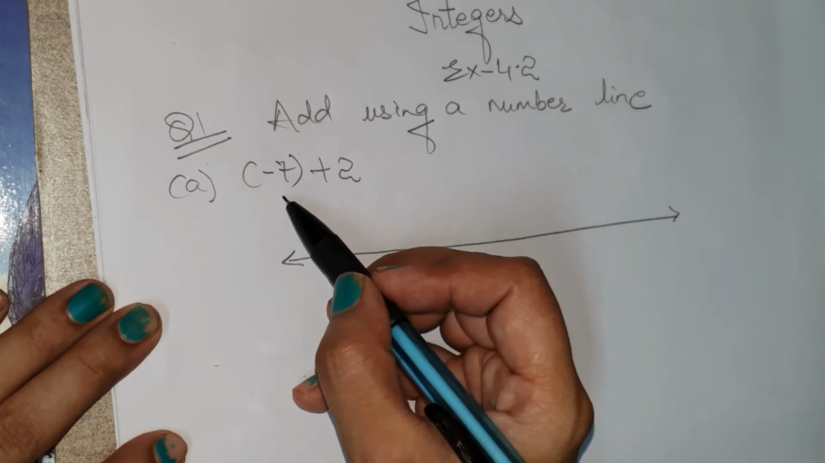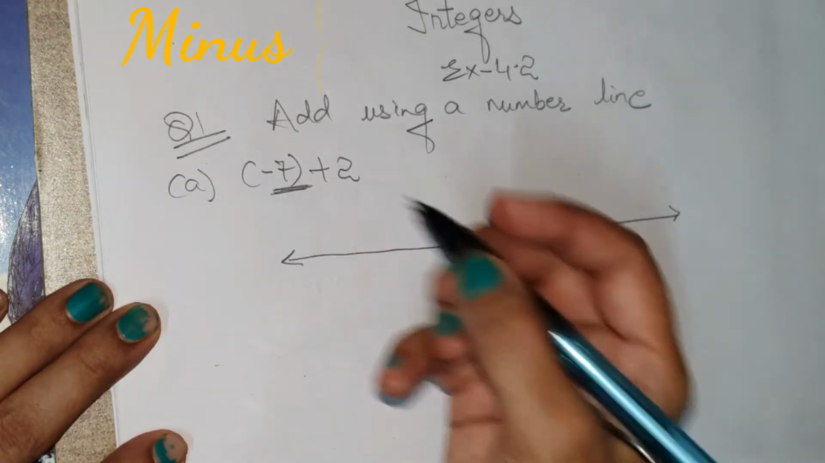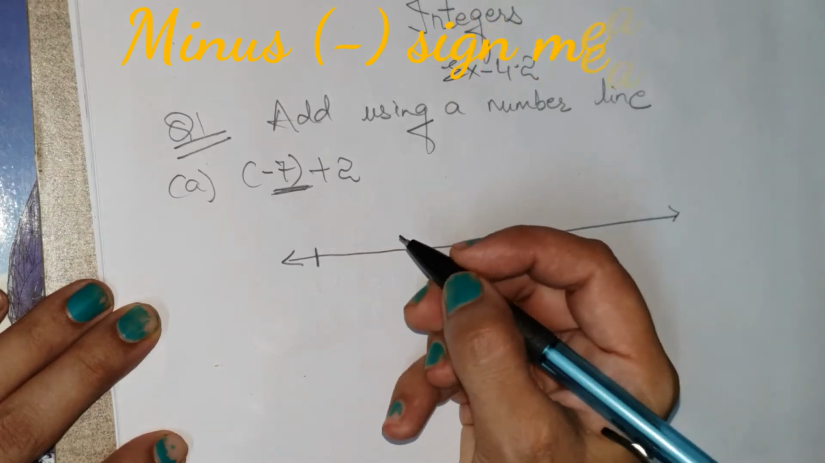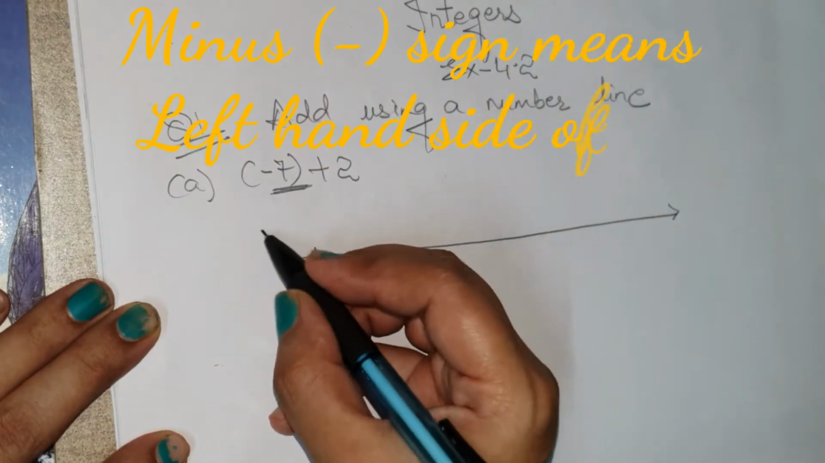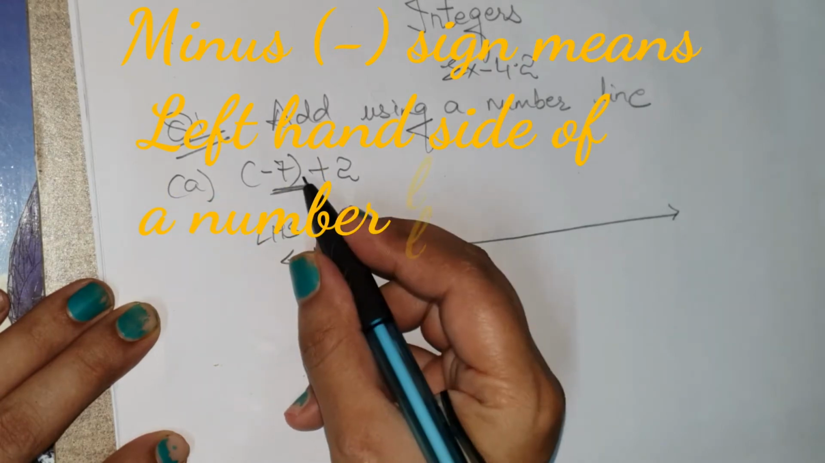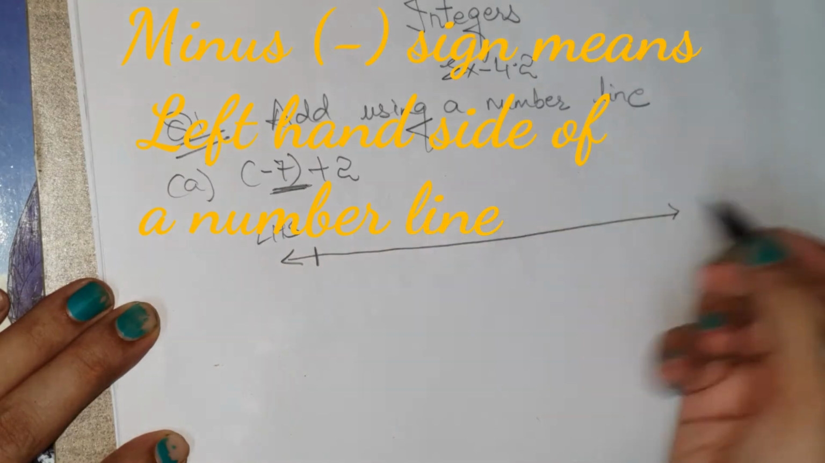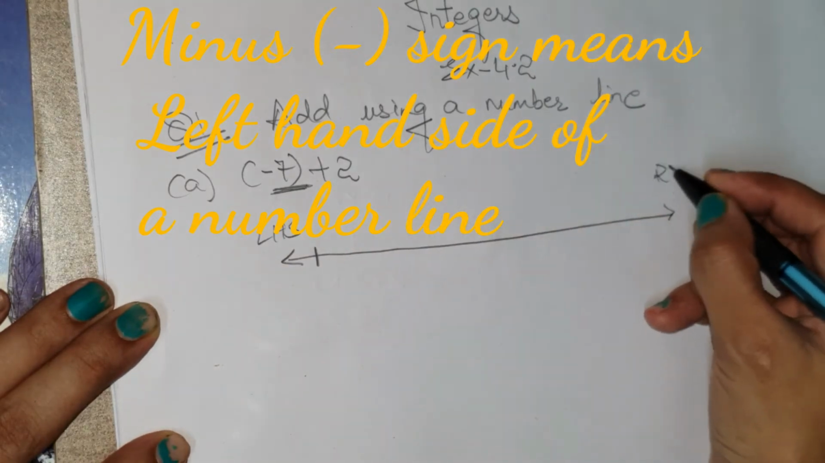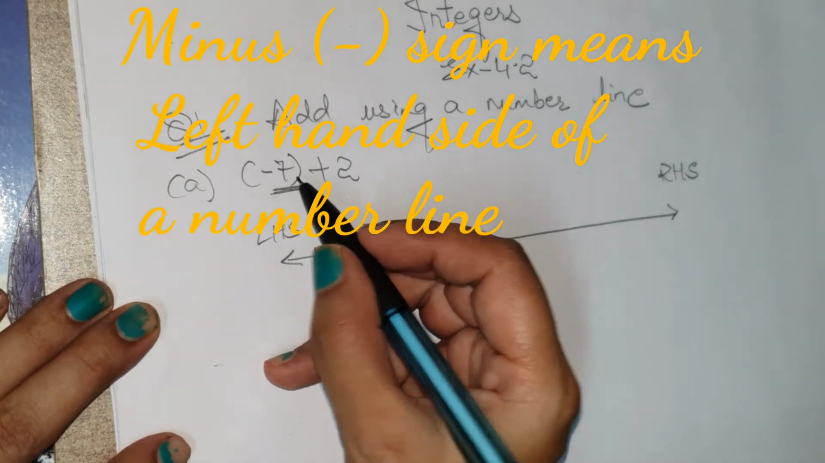Now see which is the first integer. The first integer is -7. So we will start writing our numbers from the minus side, that is from the left hand side. If it is a minus sign, then you start writing from the left hand side, and if it is a plus sign, then you start writing from the right hand side. So you will start from -7 firstly.